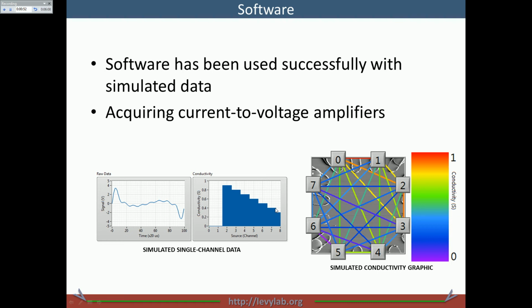And we can characterize the device at a rate of up to 500 times a second, or less if need be. And so we can display the conductivities between the channels on graphics such as this one here, where the colors between the electrodes indicate the conductivity of the structure between these two electrodes.